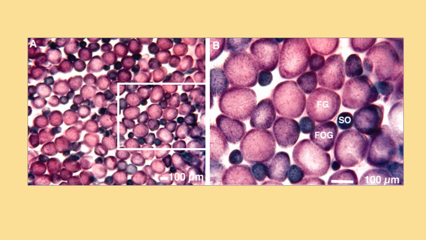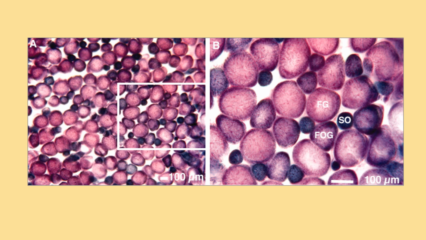So here's another image through skeletal muscle tissue. These are muscle cells in transverse or cross section. And in the panel on the right, you can see the different fiber types labeled there. So the SO stands for slow oxidative, FG stands for fast glycolytic, and FOG stands for fast oxidative glycolytic. And we can see that there are clear differences in the diameter of each fiber type.